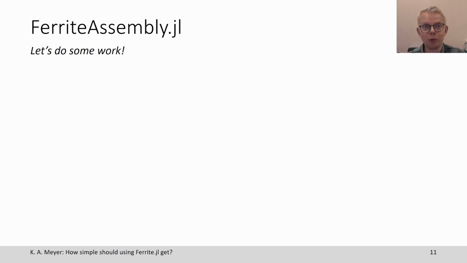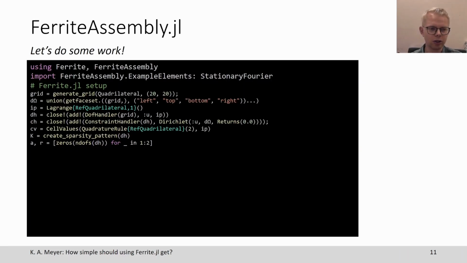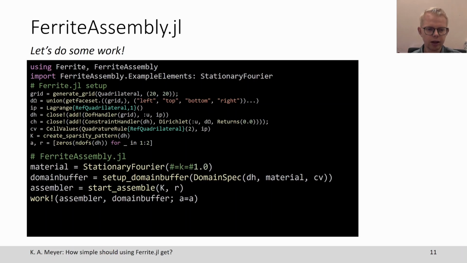So let's do some actual work then. Now we talked about this work function, so let's do it. So we use the regular Ferrite setup here, nothing special. And now we're going to also use one of the example elements, a stationary Fourier case, which contains the heat conductivity. So we set up our domain buffer the regular way. We want to create an assembler, so we use the standard Ferrite syntax to start assemble, and then we do the work. And then we're going to apply the boundary conditions and solve the problem.